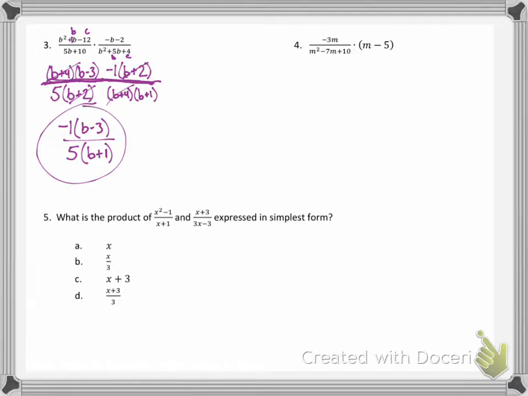You can leave your answer like that. Technically, since it's a negative 1, you could just write it as a negative and then the b minus 3 in parentheses. I don't really care. Either way is fine. You can leave it exactly as I've written it here, though.